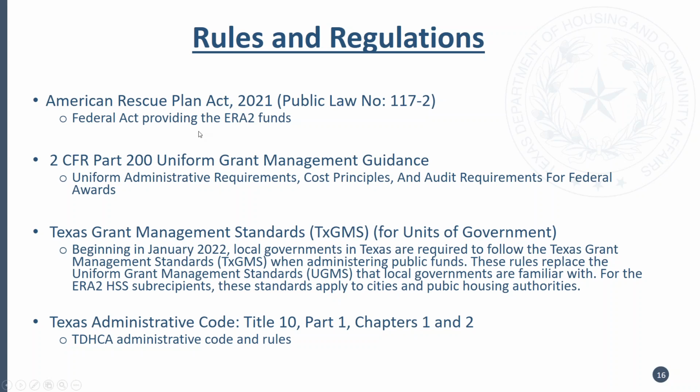The American Rescue Plan Act is where this money is coming from. 2 CFR Part 200 is the Code of Federal Regulations, and it's the Uniform Administrative Requirements, Cost Principles, and Audit Requirements for Federal Awards. We use this a lot to find out what you are and are not allowed to do. The Texas Grant Management Standard, beginning January 2022, local governments in Texas are required to follow the Texas Grant Management Standards when administrating public funds. So these coincide with 2 CFR Part 200.